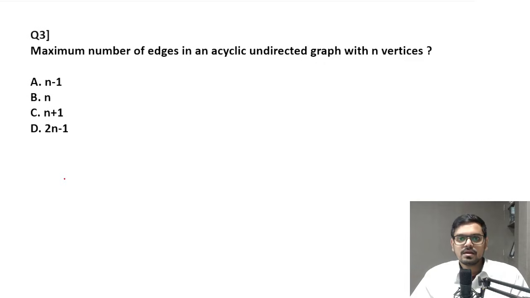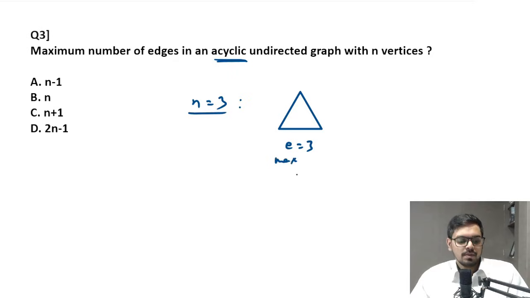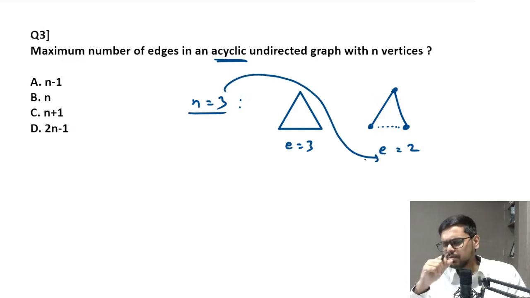Maximum number of edges in an acyclic undirected graph with n vertices is what? Pause the video, think. Now you are very familiar with my technique, sir. You will use the substitution technique, obviously. So acyclic. If I take n is equal to 3, I will get a cycle. So when vertices is 3, number of edges is 3, right? That's obviously the maximum. But if it is not cyclic, then it should stop here, right? We should eliminate this edge. Then the maximum edge is 2. So n is 3, maximum edge is n minus 1.